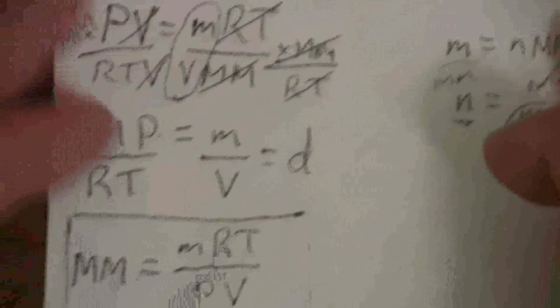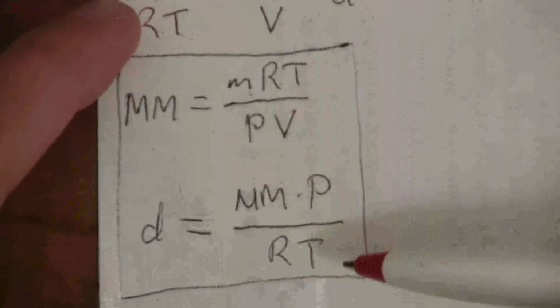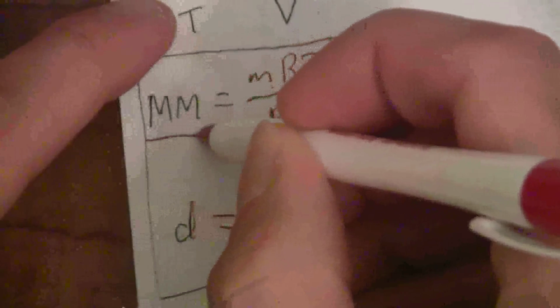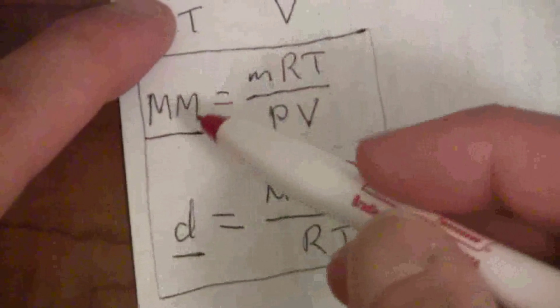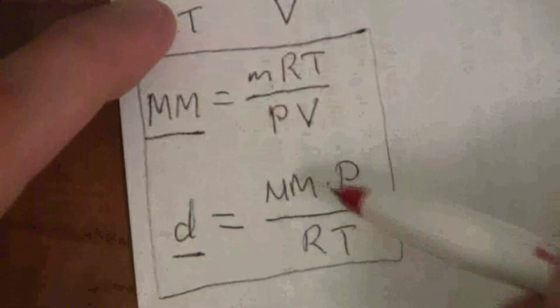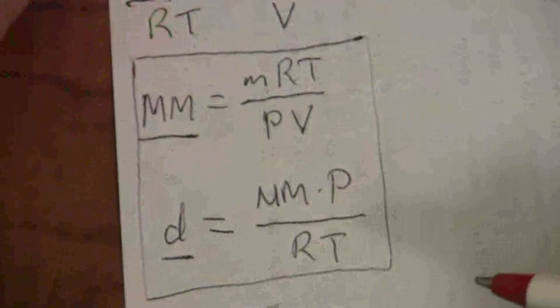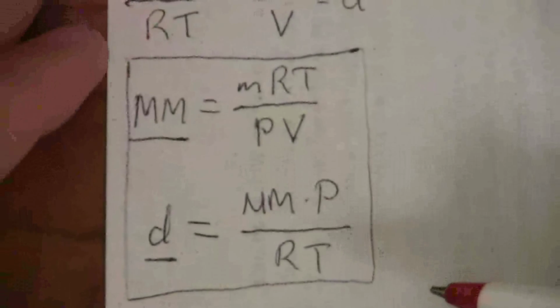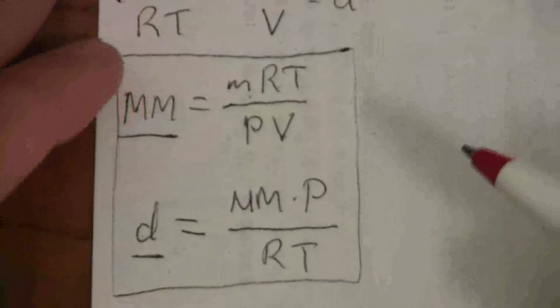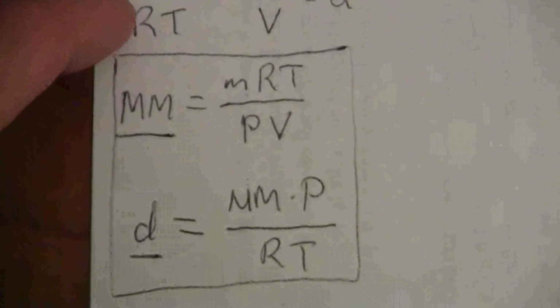With a little bit of manipulation, we can come up with these two different equations to give us different information about the gas: the molar mass of the gas, if we didn't know it, or if we knew the molar mass, we could find its density. In either case, not necessarily knowing the identity of the gas. So these may prove to be useful to you in working some problems.